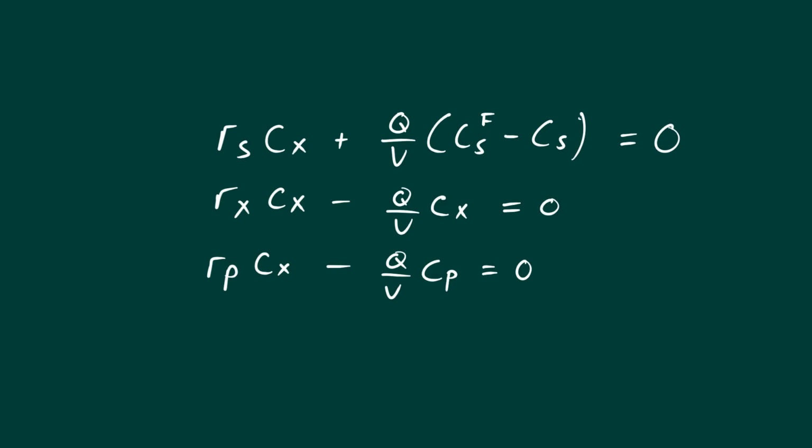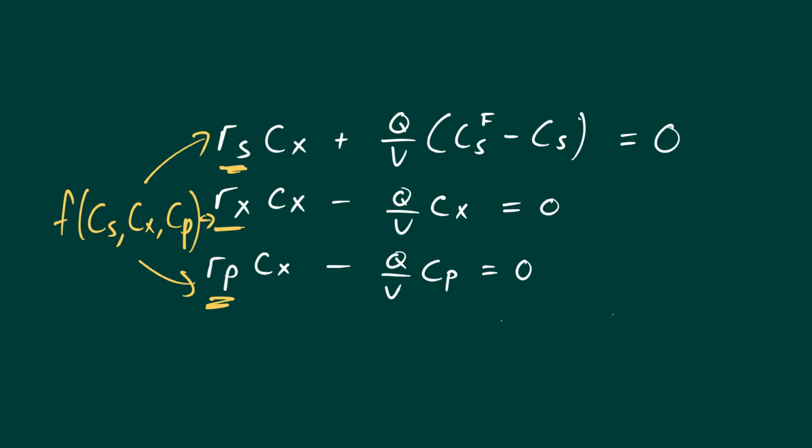Just to rewrite those equations out, please note they might look like three simple equations, but if we look at RS and RX and RP over here, please remember they get returned from the response function, and they are really very nonlinear functions of CS, CX, and CP. So all three of these rates that get returned from the response function are nonlinear because of the way mu and theta are described.